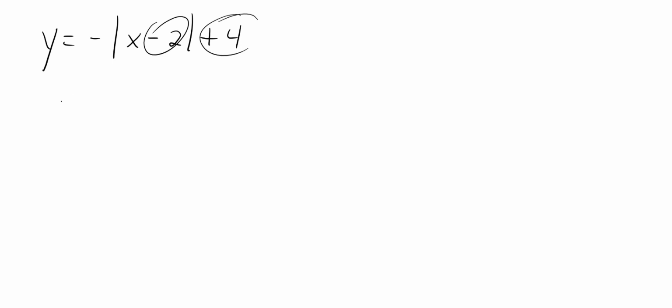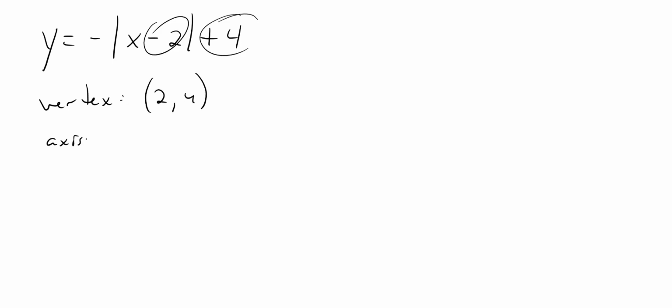Okay, so we're going to do y is equal to negative absolute value of x minus 2, plus 4. Okay, sounds good. So same thing. We're going to do opposite of this, comma this. Okay, so vertex is going to be positive 2, comma 4.